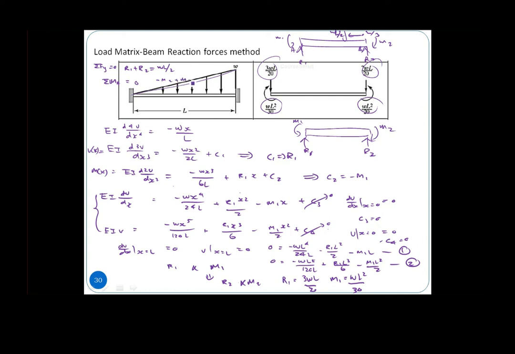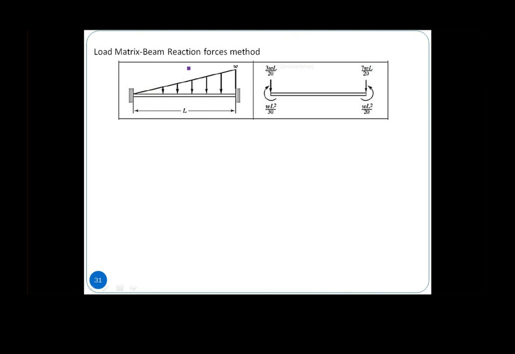plus M1 plus WL over 2 times 2L over 3, plus R2 times L, equal to 0. So from there we can also find our M2. So R1, R2 and M2 can all be determined from here. So that is what we have when using the reaction force method.